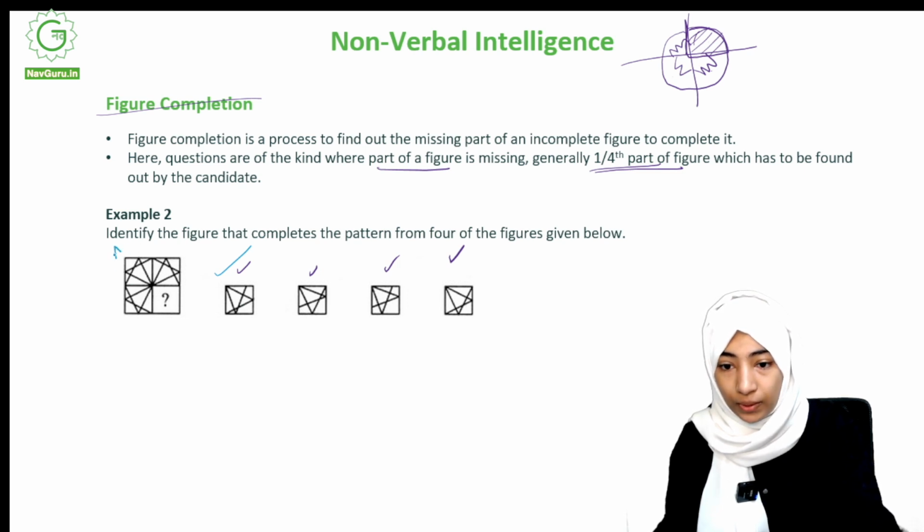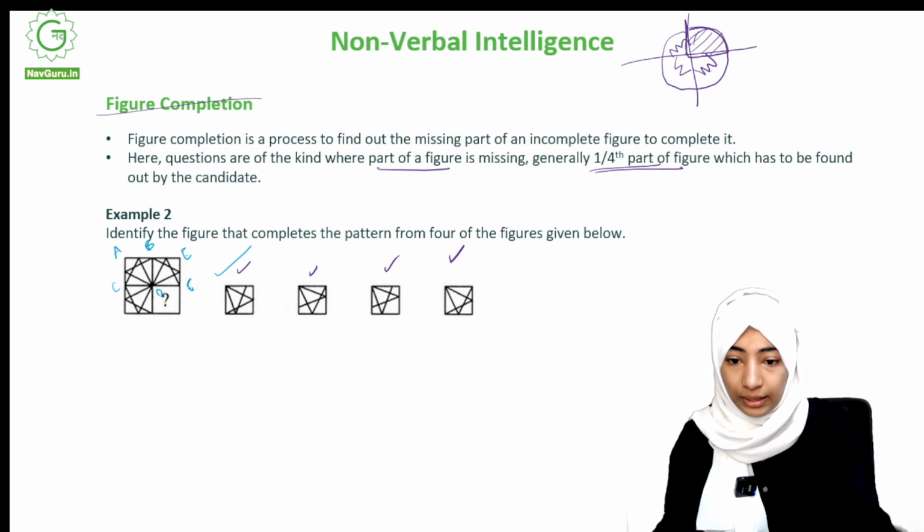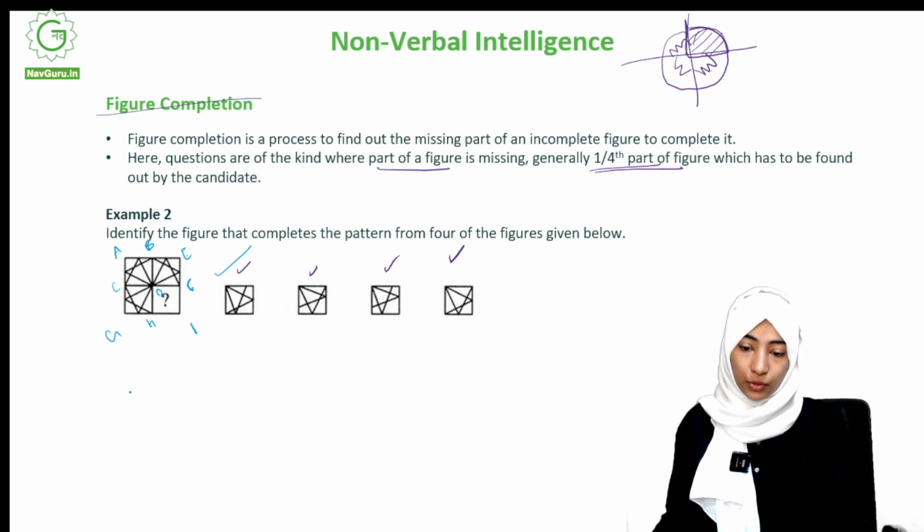So here, take one square. Let's just name the square A, B, C, and the center can be D, okay? And then E, F, G, H, I. So basically we are looking at 4 squares. One square is A, B, C, D. The second square is B, E, D, F. The third square is C, D, G, H.